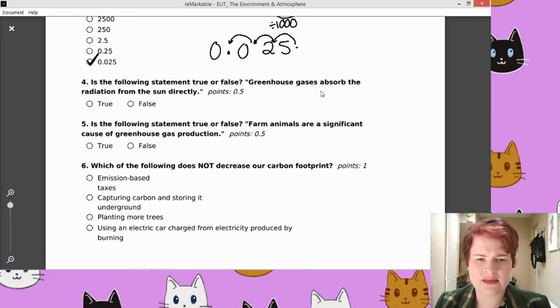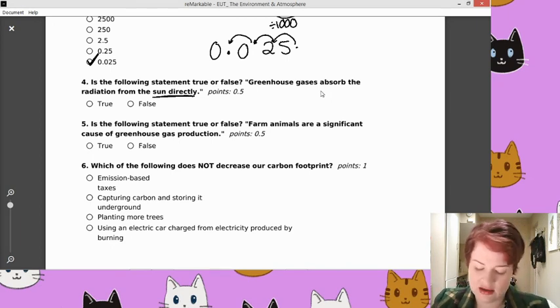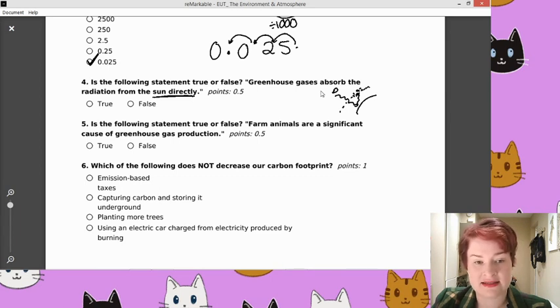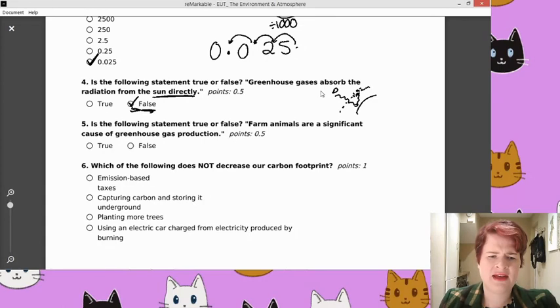Question four. Is the following statement true or false? Greenhouse gases absorb radiation from the sun directly. No, it's the idea of them. So, Earth, sun, radiation goes towards the Earth. It is absorbed and then re-emitted at a lower energy, and it's sort of the re-emitted infrared radiation which gets stuck in the greenhouse gases there. So it does not absorb the radiation from the sun directly. So that would be false.